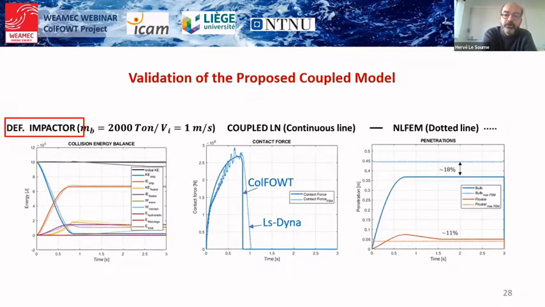If we now consider a deformable impactor, that is a 2,000 tons offshore supply vessel with a velocity of 1 meter per second, that is around 2 knots, we can see also that we obtained a good correlation between the contact force calculated by the analytical program and the finite elements solver. And regarding the penetration, the discrepancy is around 10% for the wind turbine and around 80% for the deformable bulb.